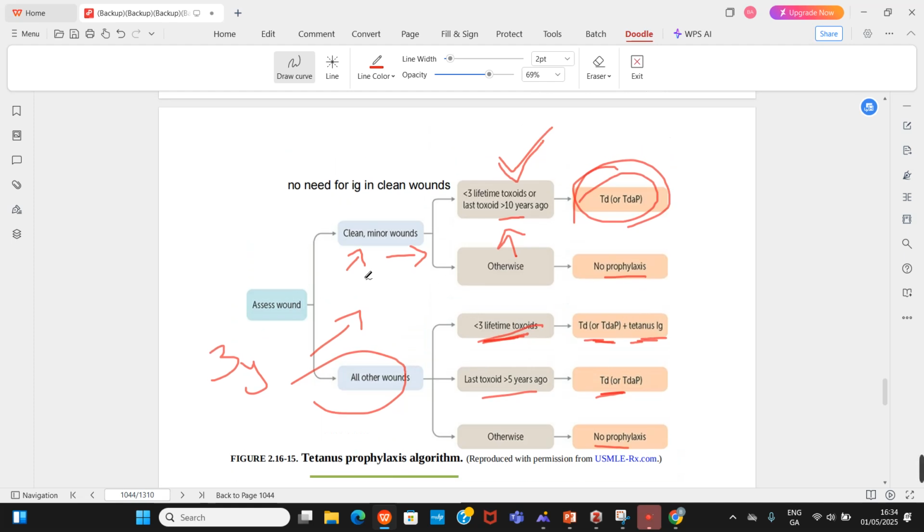If it's clean, you ask, have you taken your 3 lifetime toxoid? Yes, you are fine. But when was the last time you took your booster? The last time I took my booster was 11 years or 12 years ago. Oh, you need to take Tdap or TD. Have you taken your 3 lifetime toxoid? No. You need to take TD or your Tdap. So you don't give immunoglobulin for clean wounds. You don't, because there's nothing to protect against immediately. Because it's clean. That's just the idea.